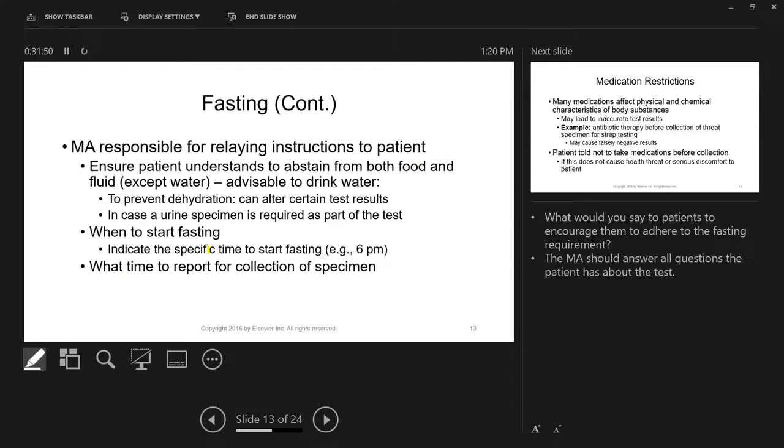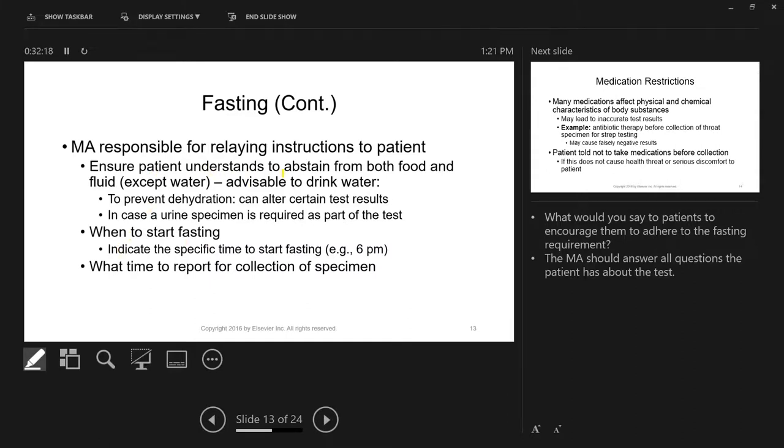And guess who's responsible for all of this? The medical assistant. The doctor says, here's what test I want done. The MA has to know what type of preparations need to be made for the test and what instructions need to be relayed to the patient. Remember, speak with your patients at a sixth grade level. We do not need to explain the full reason for the fast, just the fact that they need to fast.